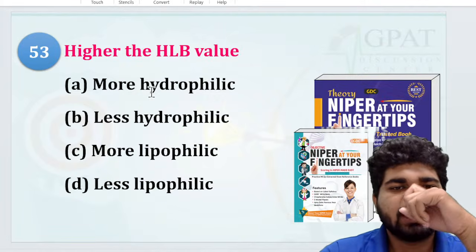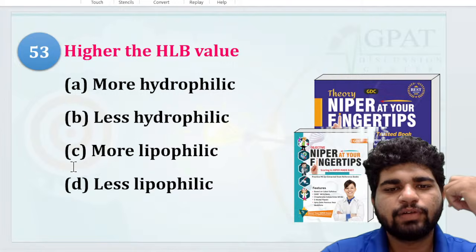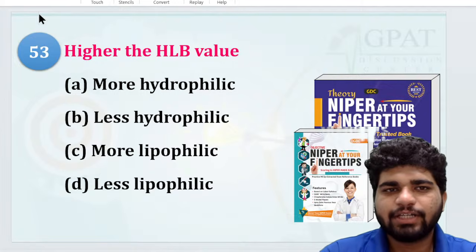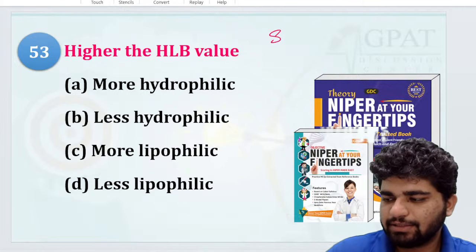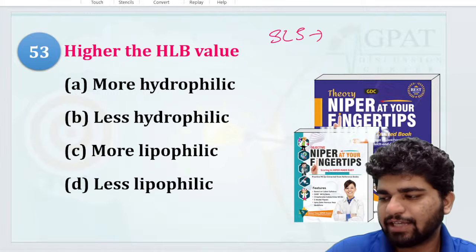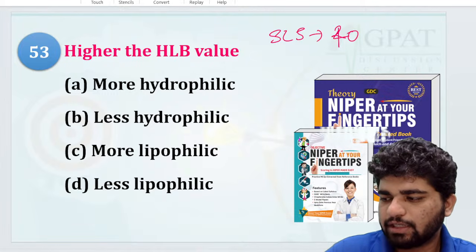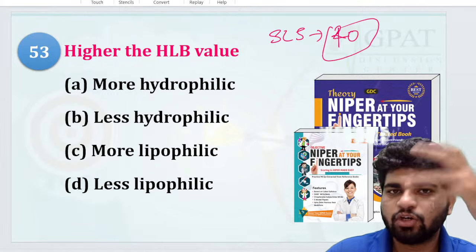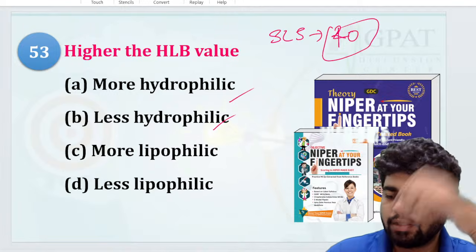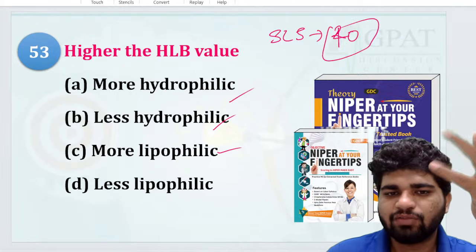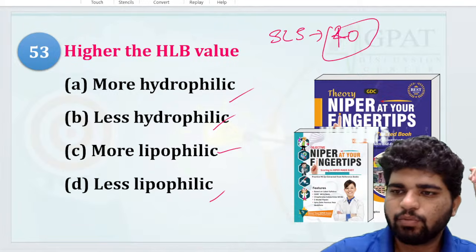Higher the HLB value, is it more hydrophilic, less hydrophilic, more lipophilic, or less lipophilic? What's that, guys? For example, sodium lauryl sulfate has an HLB value of 40, right? So is it more hydrophilic in nature, more lipophilic in nature, less hydrophilic, or less lipophilic? What's that, guys?